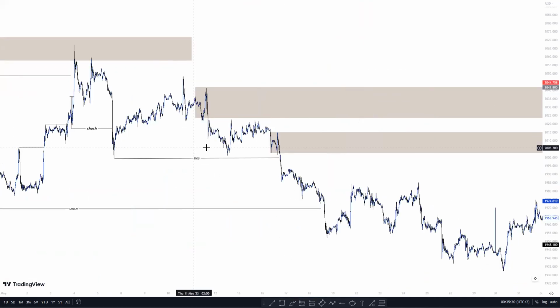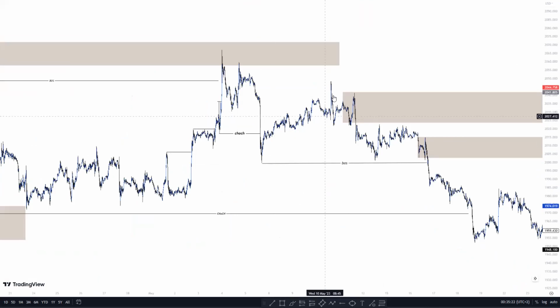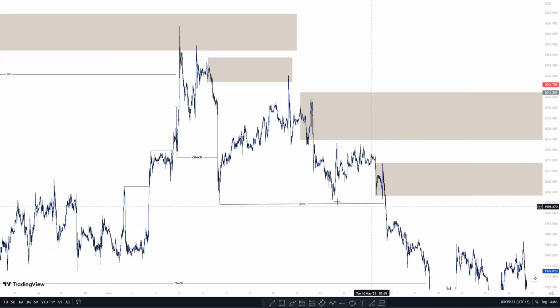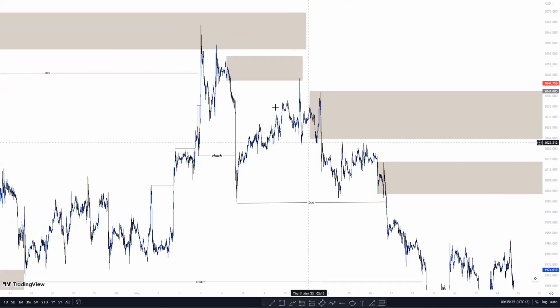Right, so after the change of character, we said we're waiting for a pullback. The price did pull back. This was actually a very nice one here. Right, so this was a very nice one there.